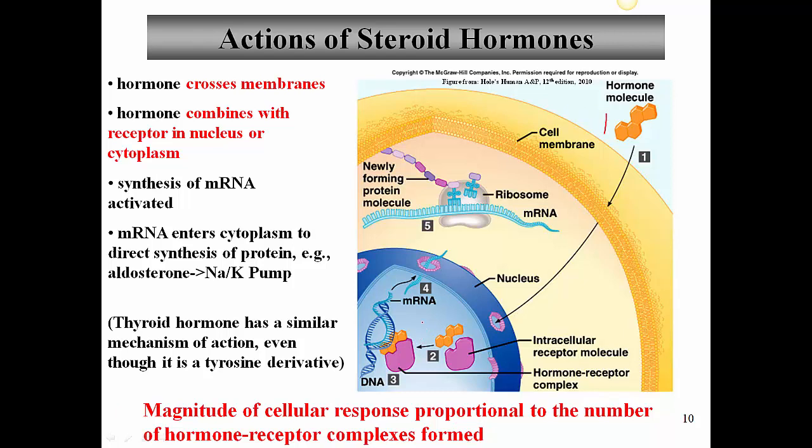By contrast, if I had one hormone molecule, but 1,000 receptor complexes inside the nucleus, I could still only form one hormone receptor complex. Level of activity would be very low. What ultimately happens in the cell really depends on the number of hormone receptor complexes formed, and the response from the hormone is proportional to the number of those hormone receptor complexes.